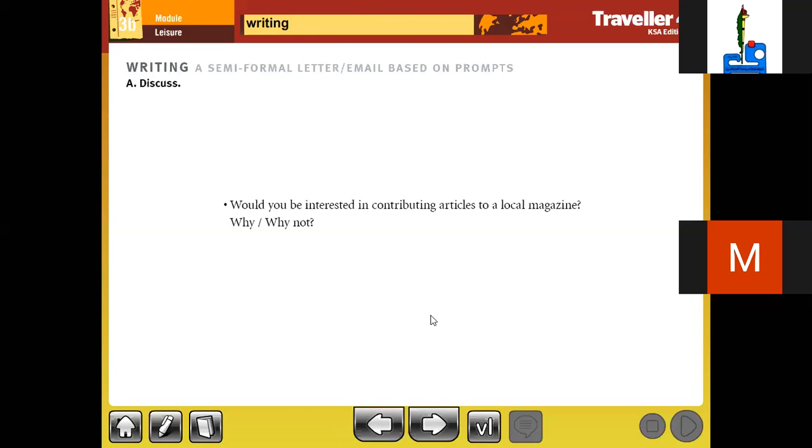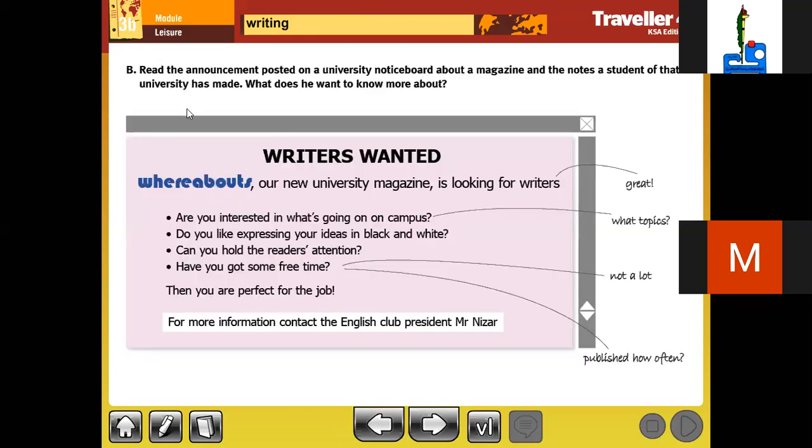Why and why not? Let's read the announcement posted on a university notice board. What is a notice board and what is announcement? Announcement, a formal statement about something، إعلان رسمي. Posted منشور on a university notice board. What is a notice board? It's a board for displaying notices or announcements. Notice board اللي هي لوحة الإعلانات. It's a board، لوحة for displaying announcements، لوحة لعرض الإعلانات.